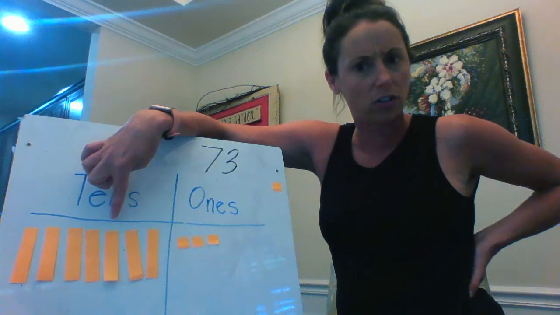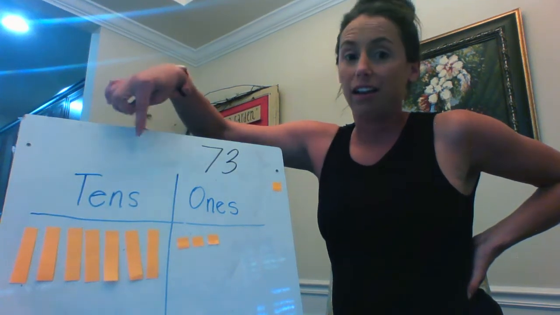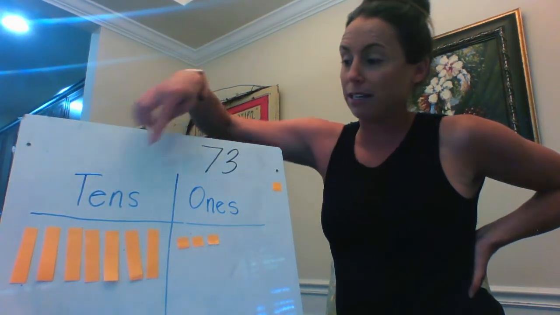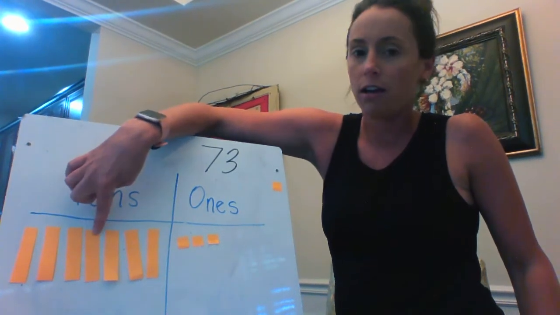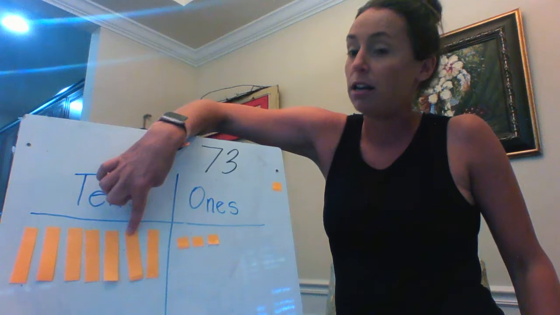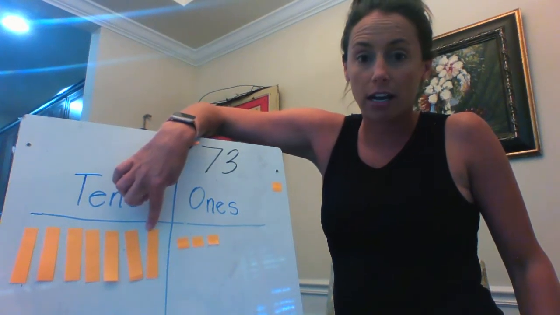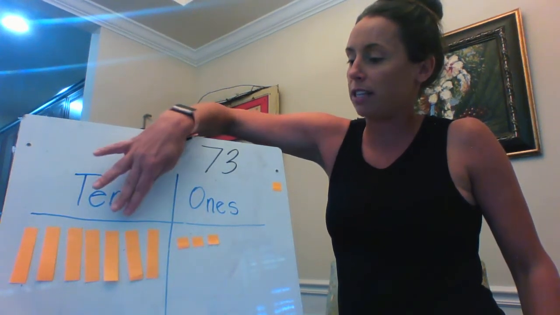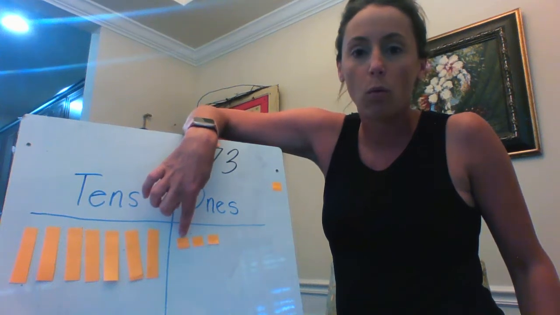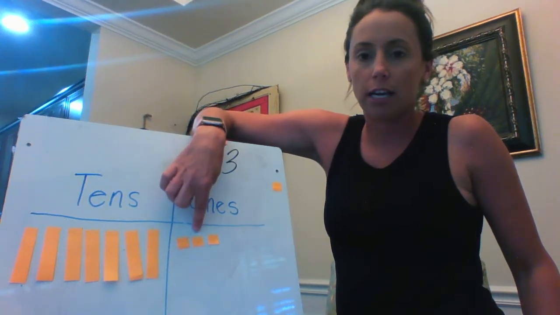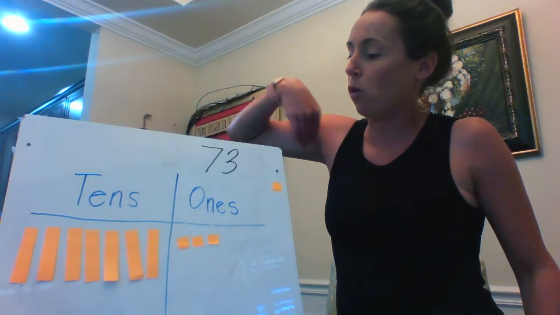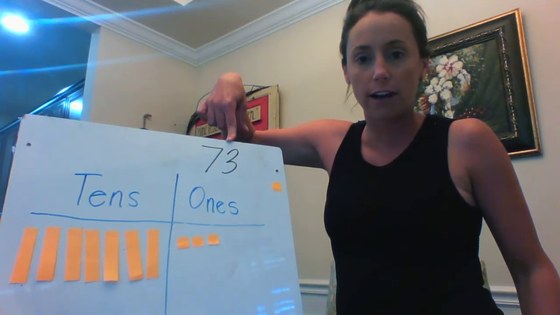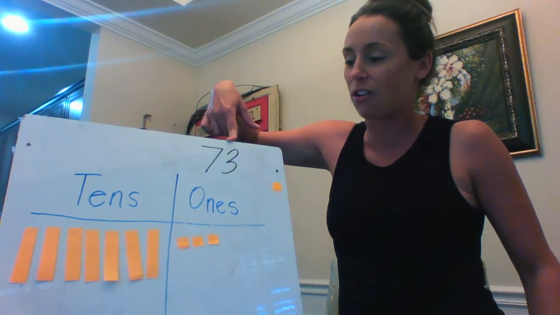Now, who remembers how to count these? Do I count these by ones or tens? If it's in the tens place, I need to count those by tens. Ready? 10, 20, 30, 40, 50, 60, 70. Now I go over to the ones. I have 70, 71, 72, 73. Do my rods and ones match my number, 73? Yes, it does. So that is correct.